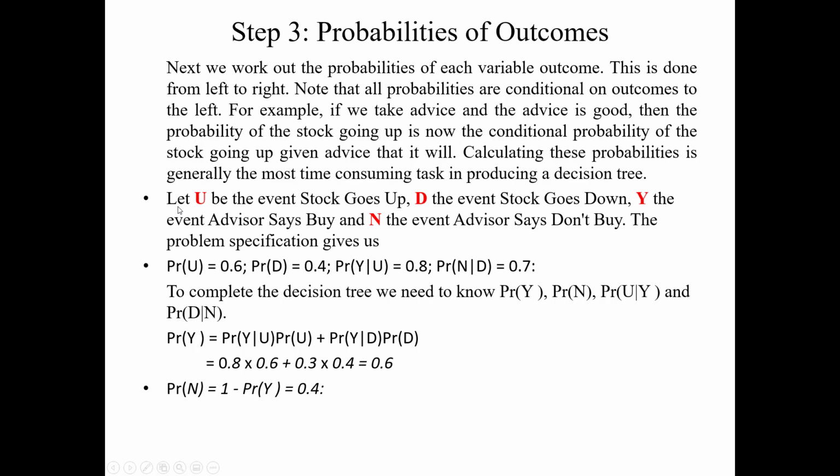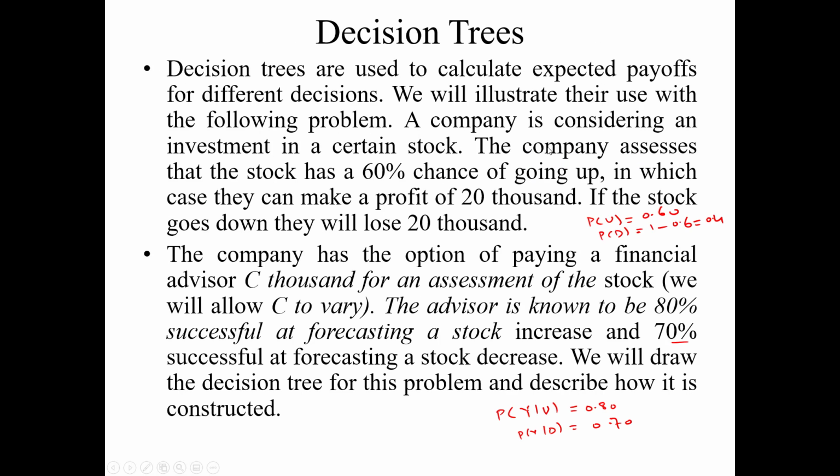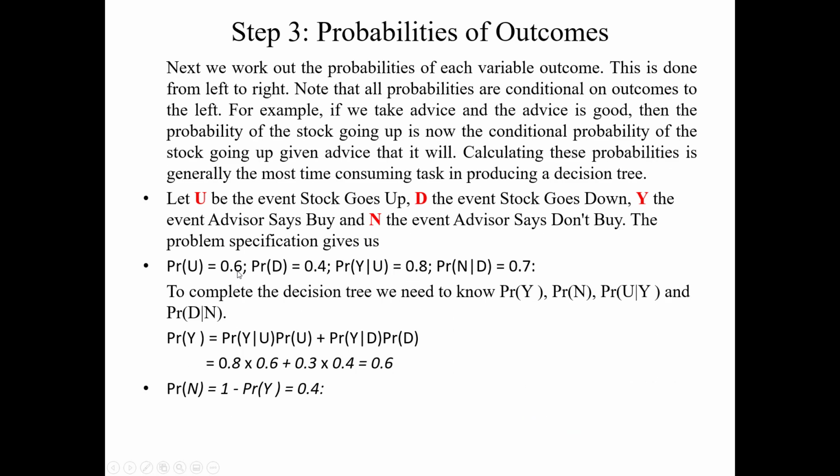So now in this question, let U represent that the stock goes up, D represent the stock going down, Y represent the advisor says yes, buy it, N represent the advisor says no, don't buy it. So what is the probability the stock will be going up? I already mentioned to you, the company assesses that the stock has a 60% chance of going up. So the probability of up is 0.6, and the probability of down is 1 minus 0.6.